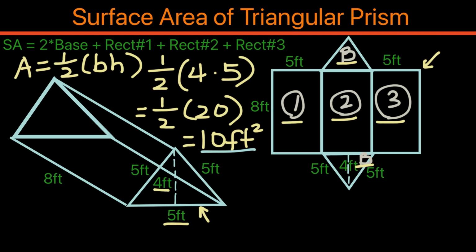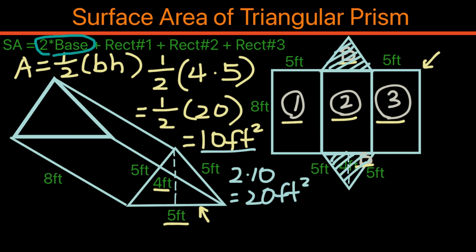So this 10 feet square is the area of one of these triangles. Now we need to times that by 2, so that way we will have the total area of the 2 bases. So we take 2 times 10, and that will give us 20 feet square. So with that, we've completed this portion.